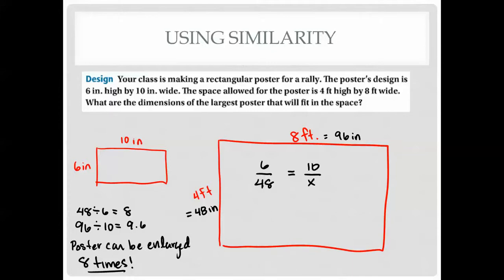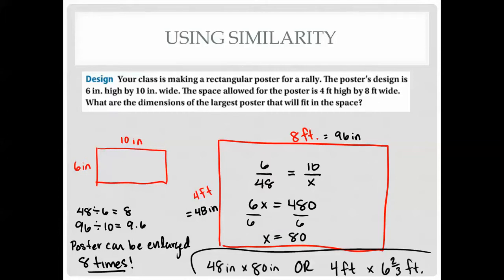So we can set up a proportion to solve this. 6 over 48 equals 10 over x. Cross multiply, divide by 6, and we get x equals 80. So the dimensions for our poster are going to be 48 inches by 80 inches, or 4 feet by 6 2/3 feet. So we're not going to fill the whole space, but that's the largest we can make our image without distorting it.